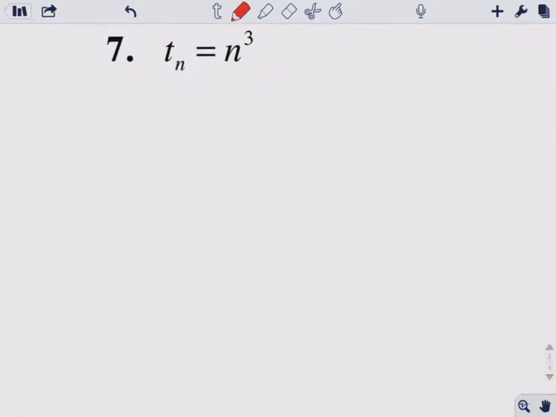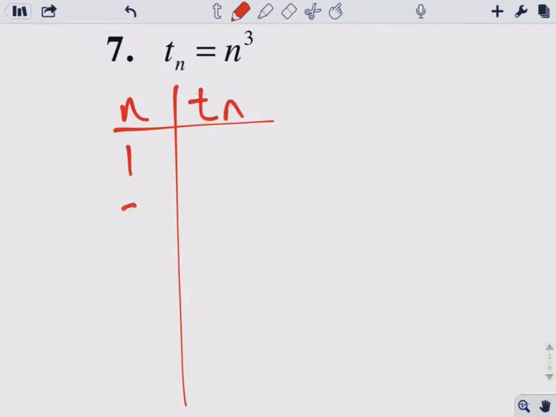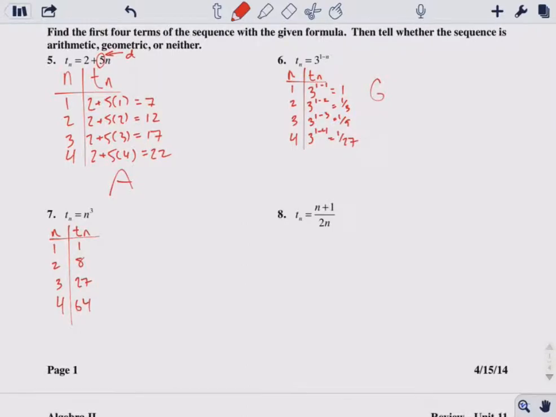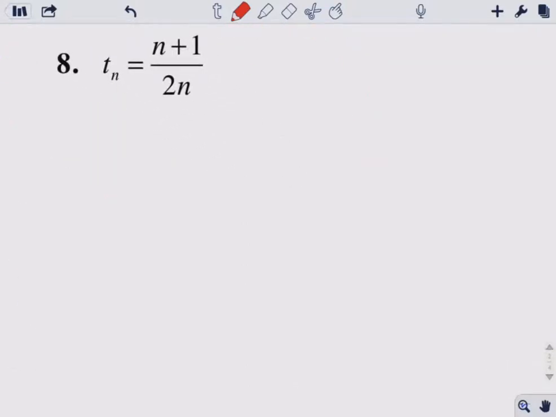Okay, I can tell you right now that this is going to be neither because it doesn't look linear and it doesn't look like an exponential. 1, 8, 27, and 64, n cubed. Alright, and then this is neither also because, again, it does not look like it's linear or exponential.